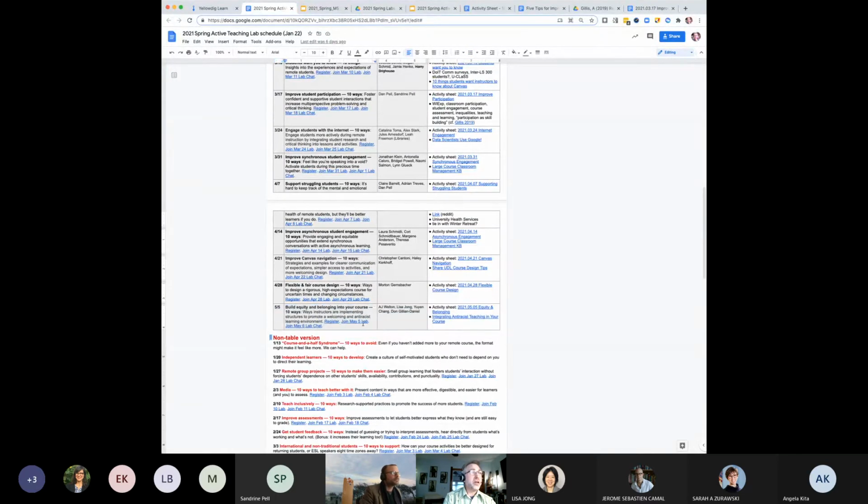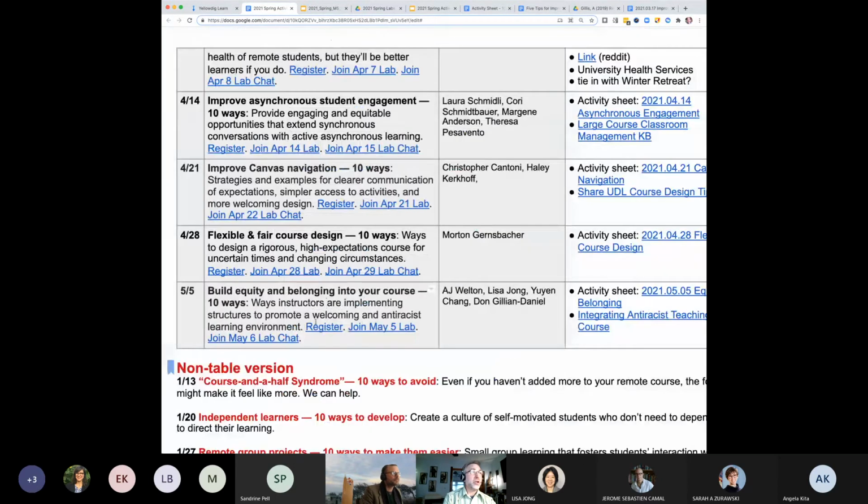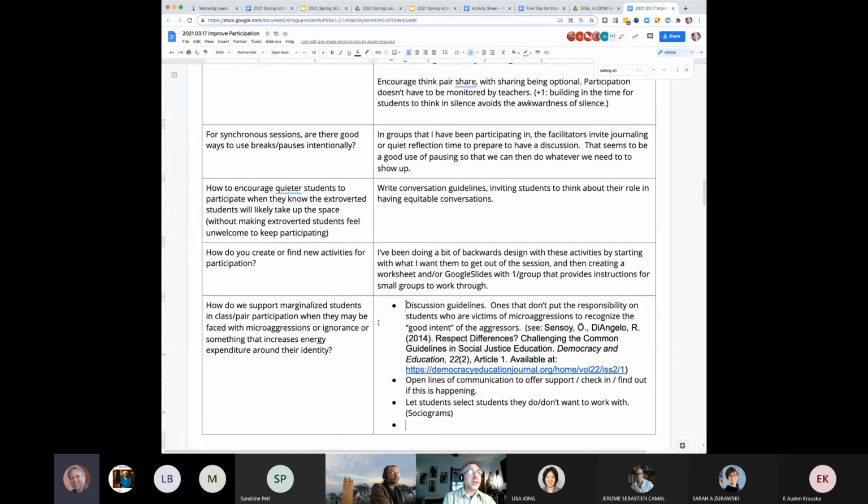We're going to be having an active teaching lab on that on May 5th. That'll be our last active teaching lab. It's going to be building equity and belonging into your course 10 ways. And we're going to look at ways that instructors are implementing structures to provide a welcoming environment, and we're going to be specific, mostly on anti-racist practices in that session. But I suspect that a lot of the ideas are going to apply to other marginalized student groups as well. So come on back, and every week in labs, we talk about teaching practices that address some of these equitable issues. So thank you all for being here.